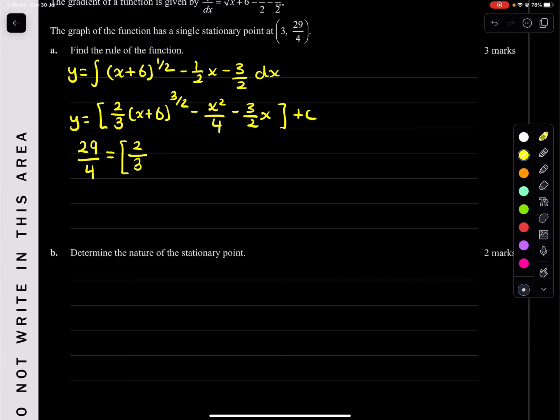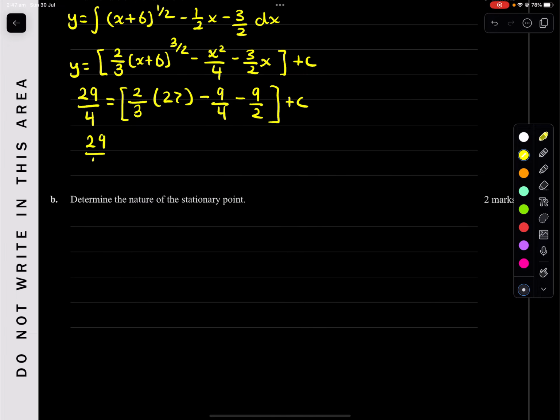So what's the square root of 9? So 3 cubed is 27. So multiplied by 27, okay, minus, so what's 3 squared, which is 9, so 9 over 4. 3 times 3, so minus 9 over 2, plus c. Let's simplify this further, so 9 over 4, 18 minus, we can rewrite this as, we're saying negative 9 minus 18, so that'll be negative 27 over 4 plus c. Okay, we're nearly done.